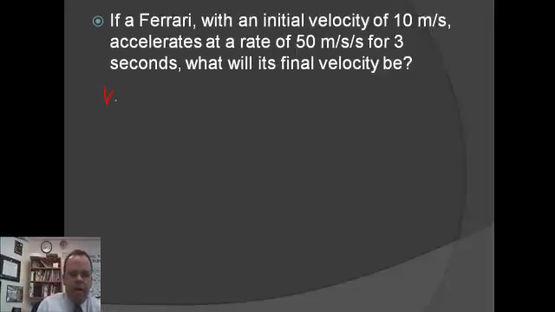So here are the given values: initial velocity, 10 meters per second, acceleration, 50 meters per second squared, time, 3 seconds, and we're looking for the final velocity. Our formula, acceleration equals v final minus v initial over t, or rearranged, v final equals v initial plus at. And that will actually be a little easier to solve, so let's use that one.